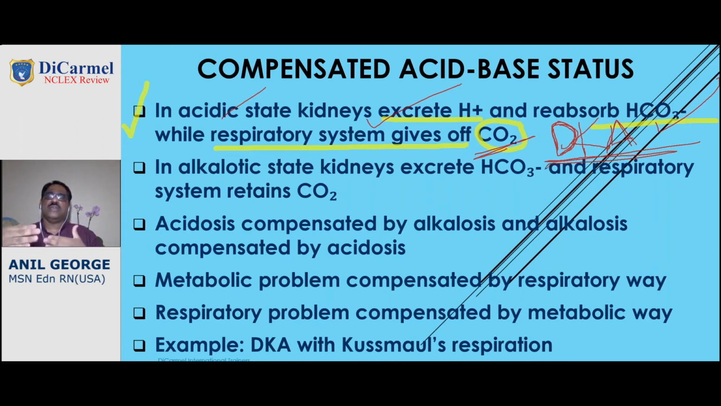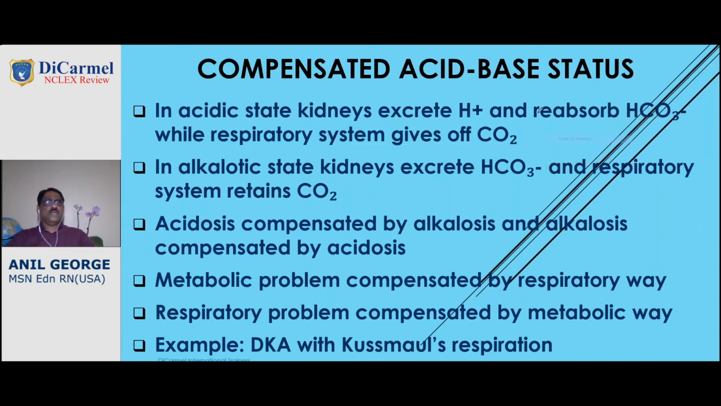So what is happening here? The acidity that has been generated because of the metabolic disturbance, the lungs now try to compensate by washing off or expelling the extra carbon dioxide, and that's what we see as the Kussmaul respiration. I hope that's clear. Whereas in an alkalotic state, the kidneys excrete bicarb and the respiratory system retains carbon dioxide, so that acidity will be maintained.